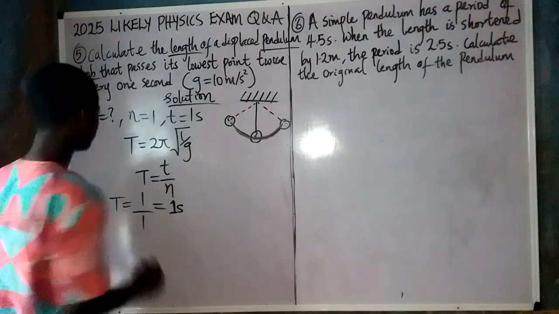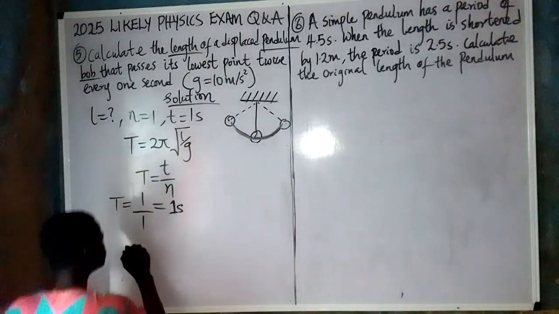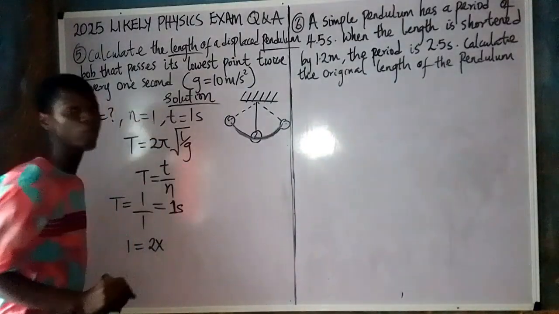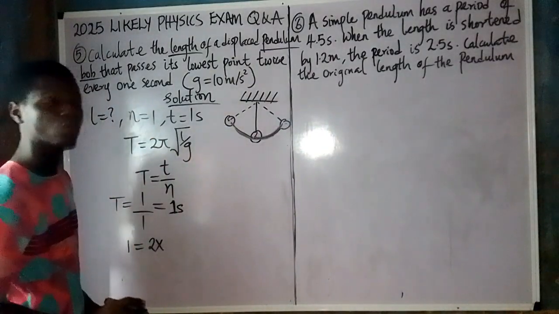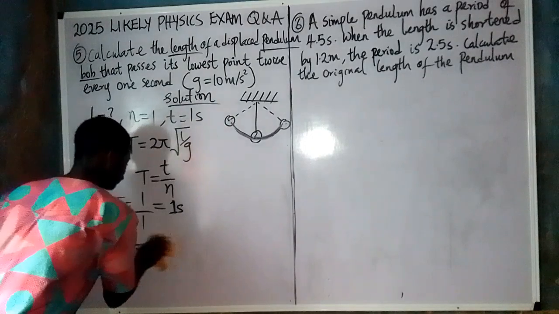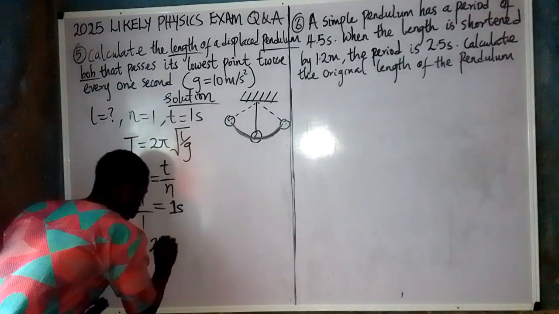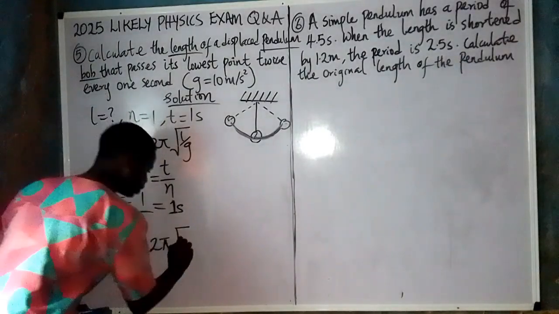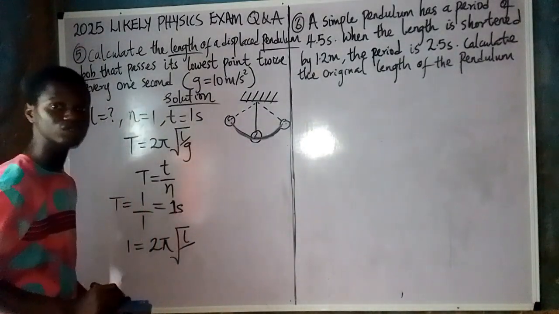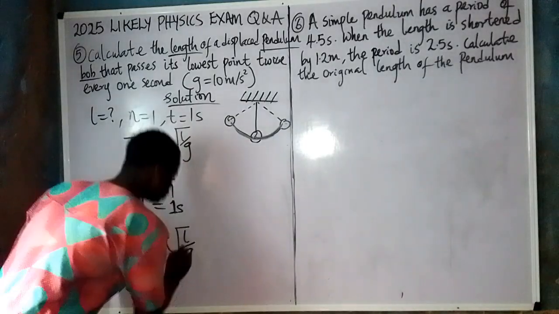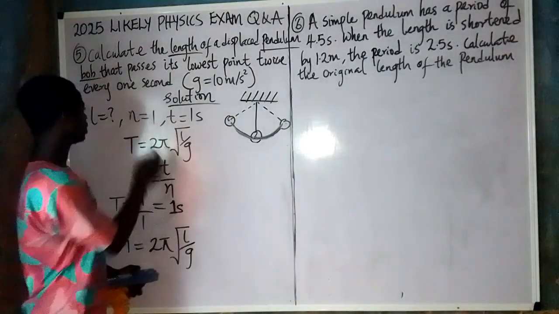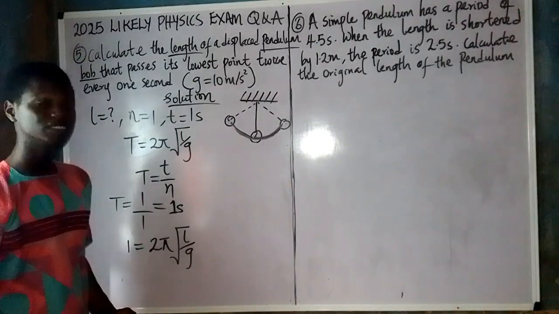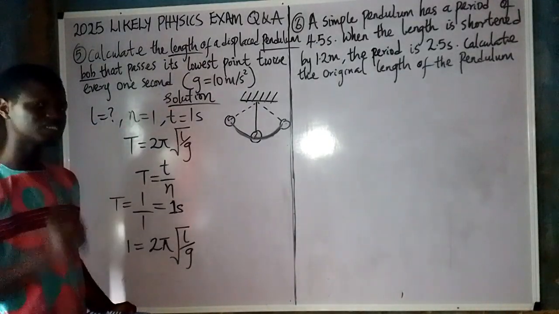We now say that instead of big T, we'll say 1 is equal to 2 times pi. What is the value of pi? But before we do that, let's leave it as 2 pi. 2 pi root, is there a value for L? Not yet, so we leave it as L. Is there a value for g? Yes, but let's leave it as g first. Now we are looking for L based on the question. So the overall goal is to make L the subject, is it not? Yes, but we can do that step by step.